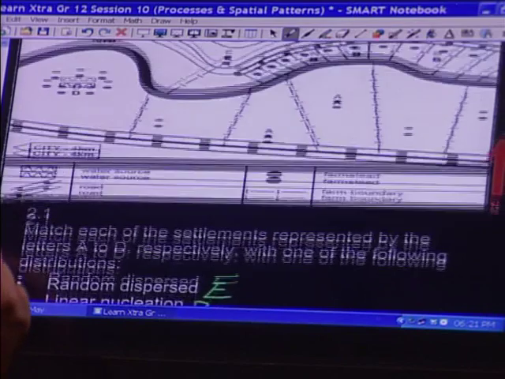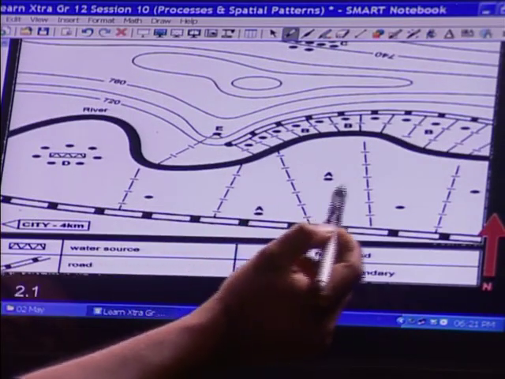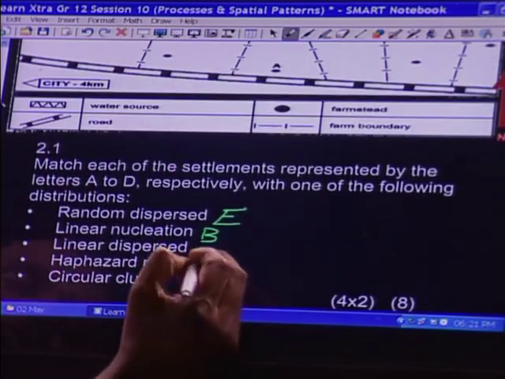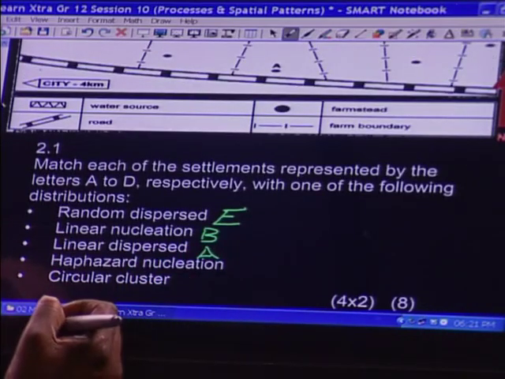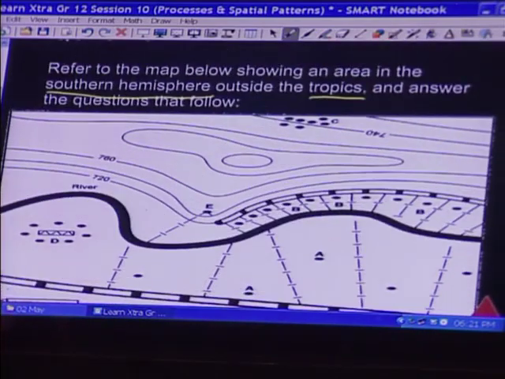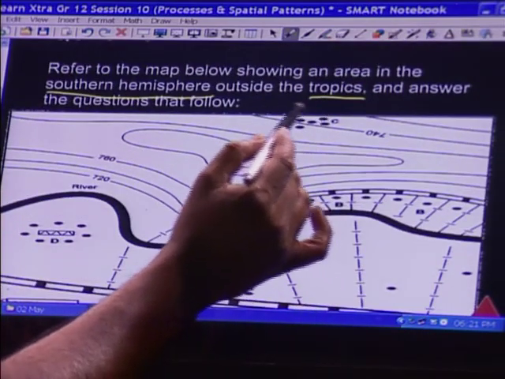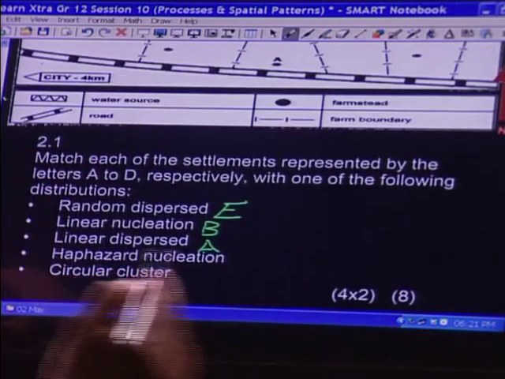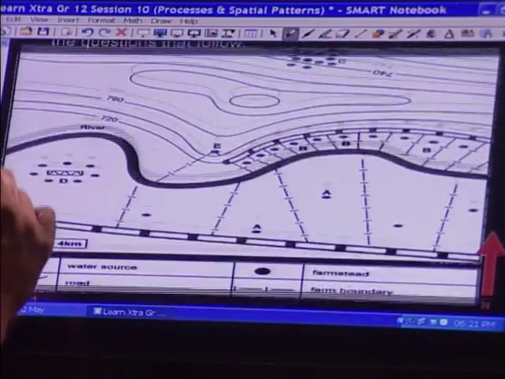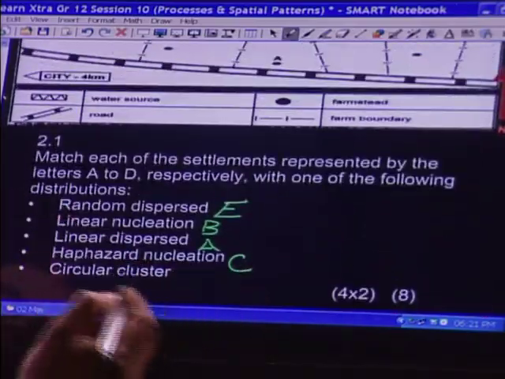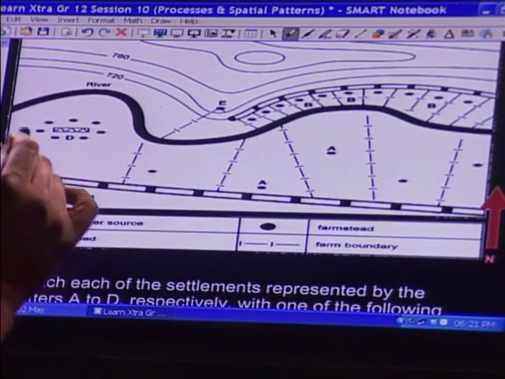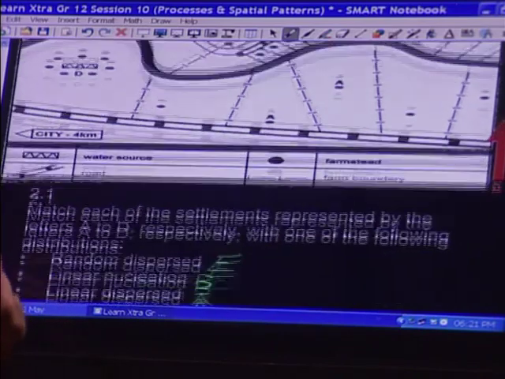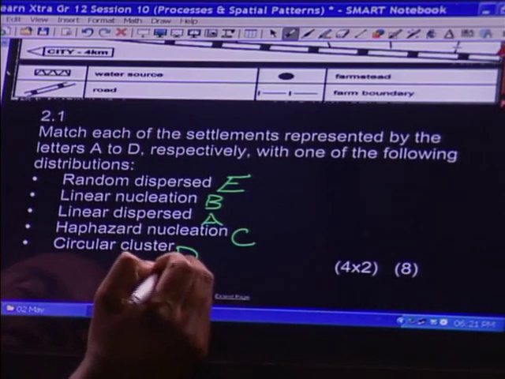Linear dispersed. Going back to your diagram, you'll note that the farmsteads in A are quite well spread out. Therefore, your linear dispersed is settlement A. Haphazard nucleation. If we look specifically at C, there is no particular shape or form of the settlement. So we refer to it as a haphazard settlement. Again, settlement C. And circular cluster. This particular settlement represents a circular cluster which is located around a water source. In this example, it is D.